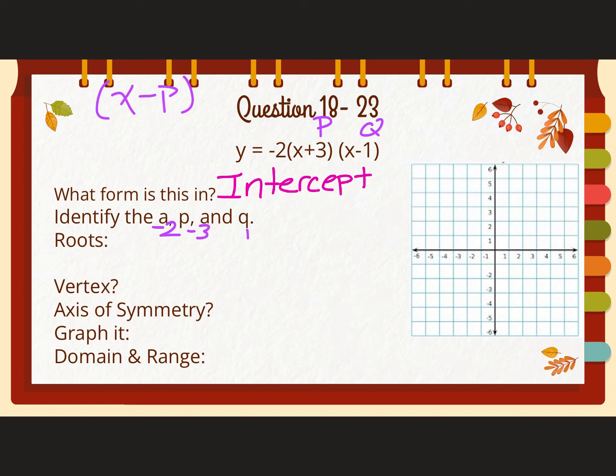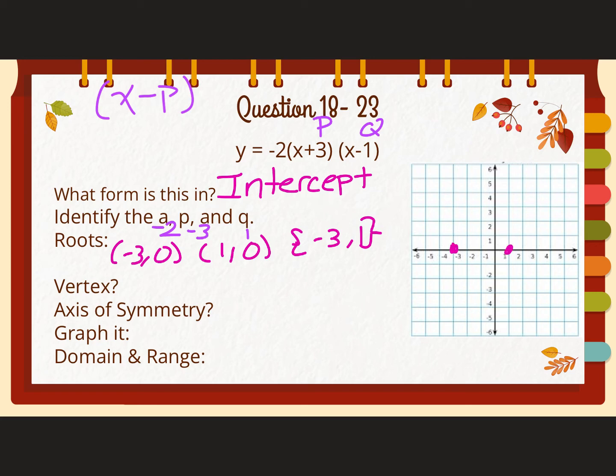Which means our roots, which I'm going to graph in a second, we know our first one is at negative 3, 0, and the other one is at 1, 0. So you could write your roots this way, or you could write it like the way we were, negative 3, 1, with a little curly brace. So let's go ahead and plot those.